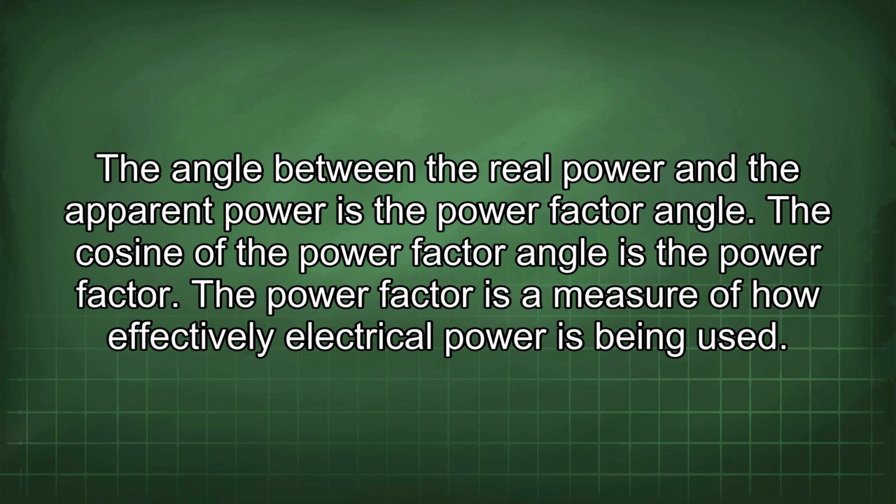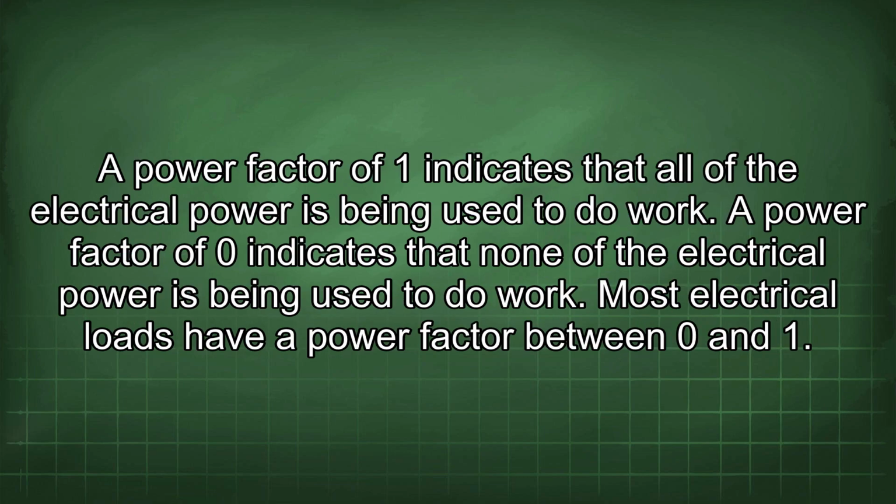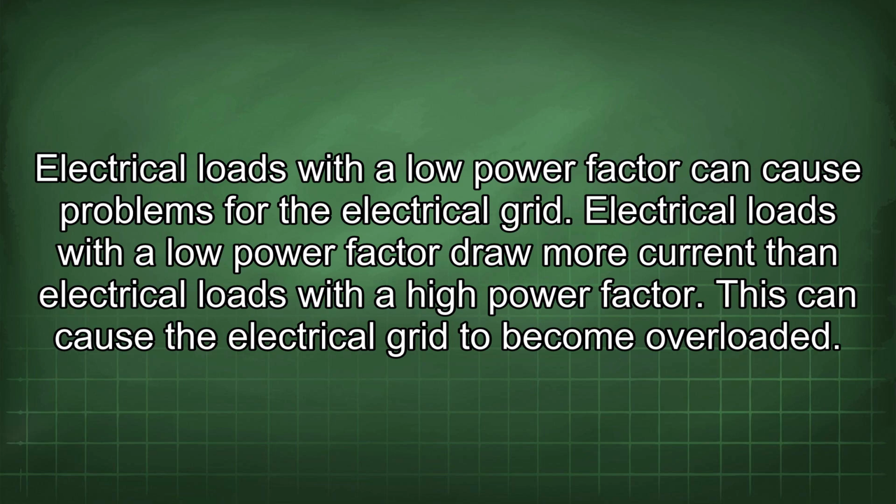The power factor is a measure of how effectively electrical power is being used. A power factor of 1 indicates that all of the electrical power is being used to do work. A power factor of 0 indicates that none of the electrical power is being used to do work. Most electrical loads have a power factor between 0 and 1. Electrical loads with a low power factor can cause problems for the electrical grid. They draw more current than electrical loads with a high power factor. This can cause the electrical grid to become overloaded.